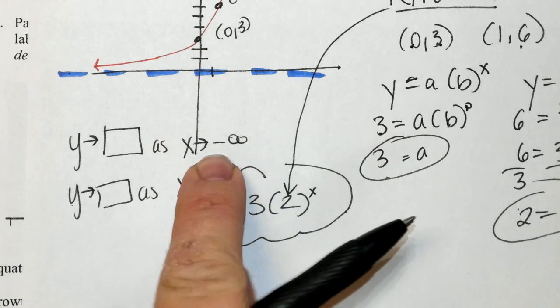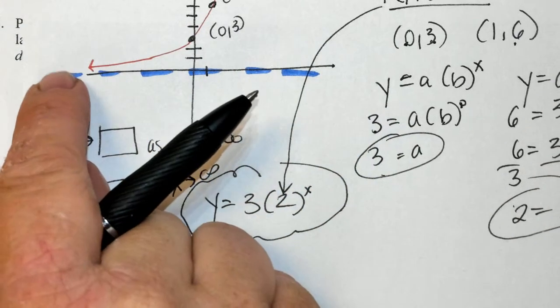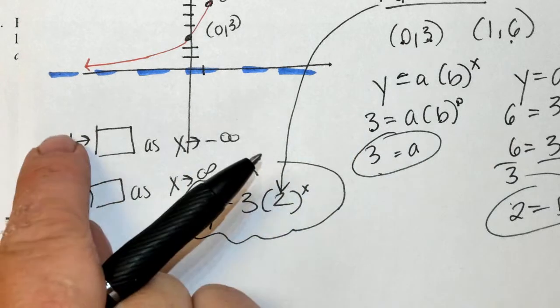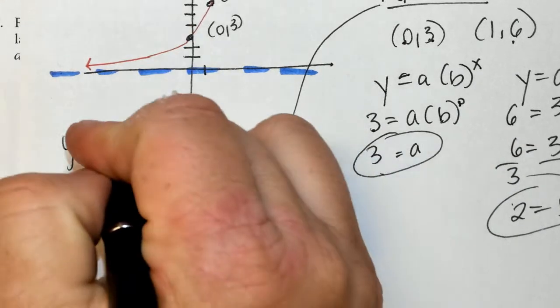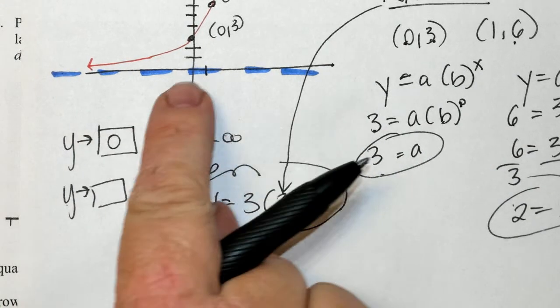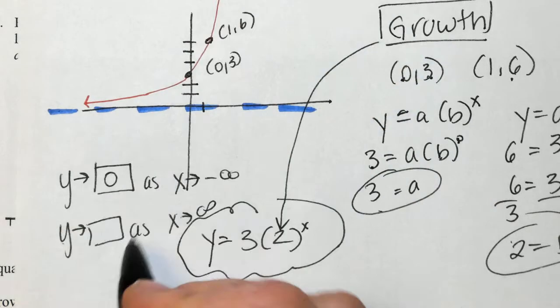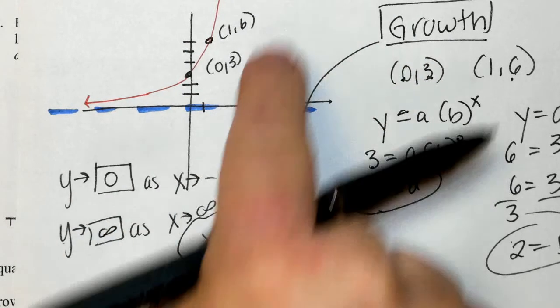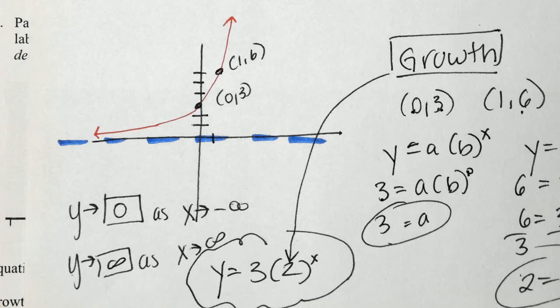So as I go to the far left, it's getting closer and closer to the x-axis. The y value of the x-axis is 0. As I go to the far right, it's headed up. So this is the end behavior of this exponential function.